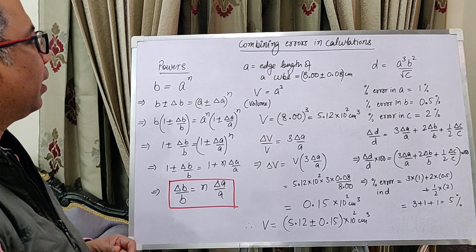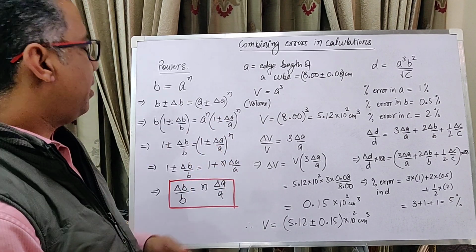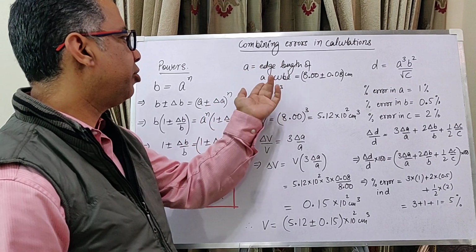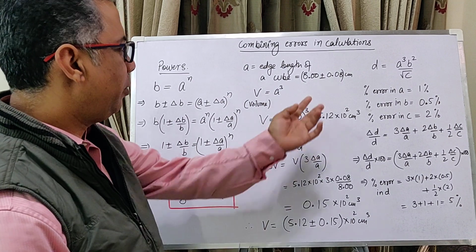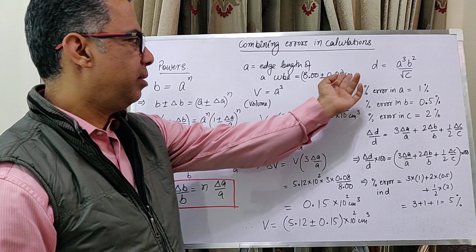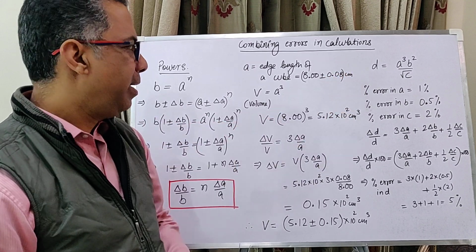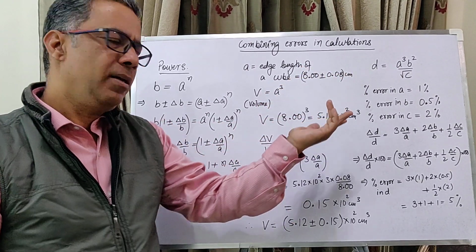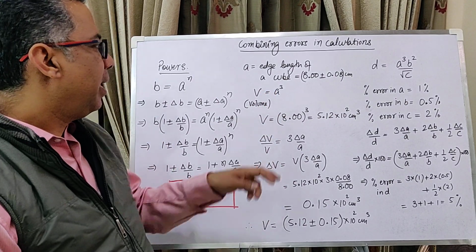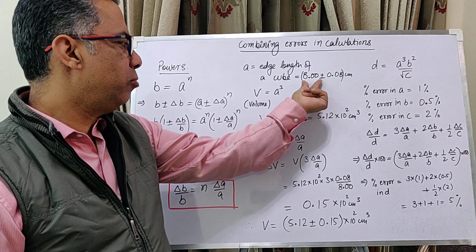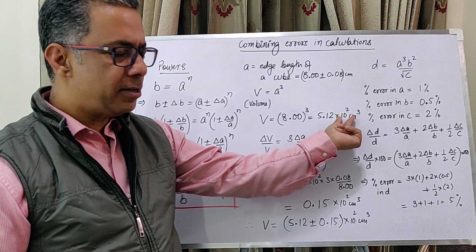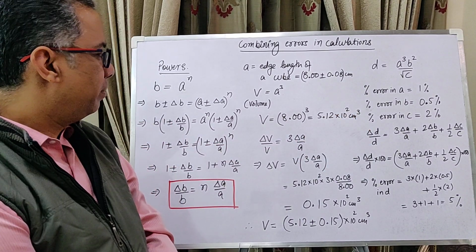Now, let's take a simple example where we use this. A is the edge length of a cube, and it equals 8.00 plus minus 0.08 centimeter, 0.08 being the error in the edge length. The volume will now be a cube, of course, and since it's a cube, 8.00 cubed gives us 5.12 times 10 to the power 2 centimeter cube.